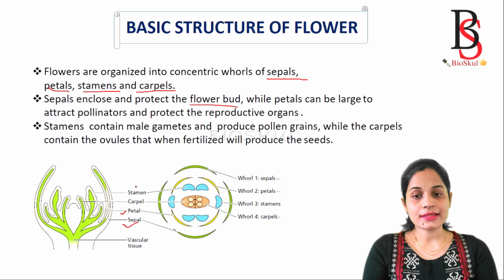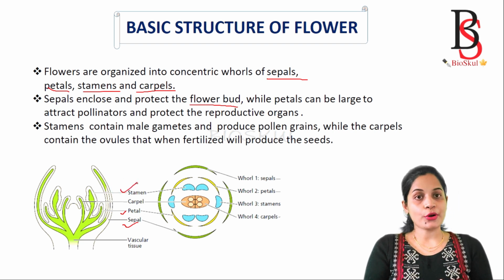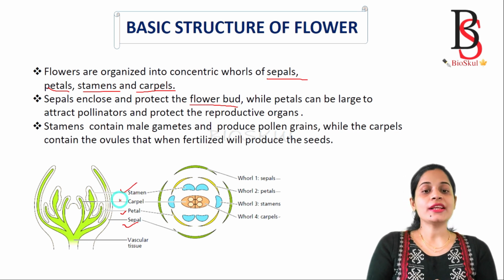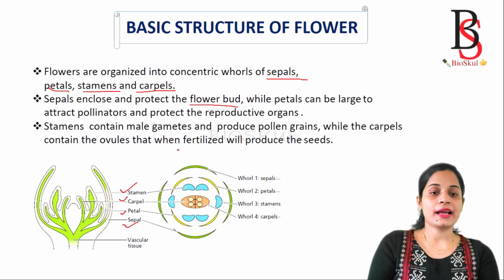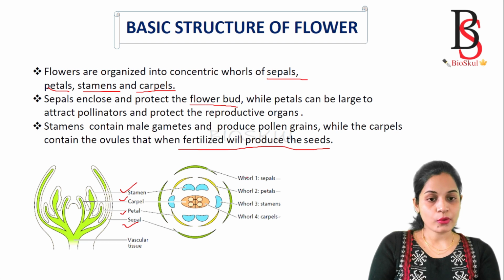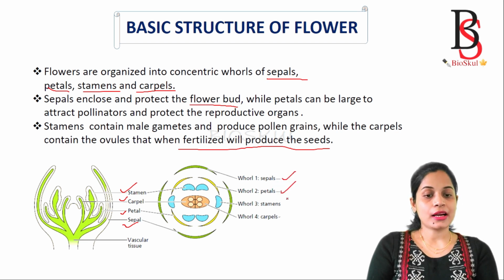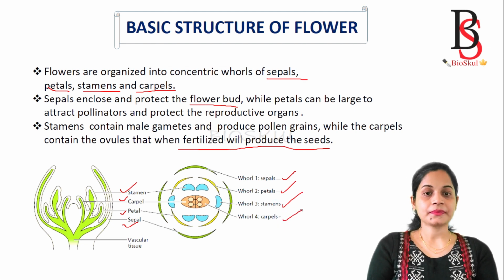And the third one is the stamen. Stamen contains the male gamete and it produces the pollen grains. While the carpel contains the female gametes, that is the ovule, and when it fertilizes, it will produce the seeds. So what are the 4 whorls? The first one is the sepals, the second one is the petals, the third one is the stamens, and the fourth one is carpels.